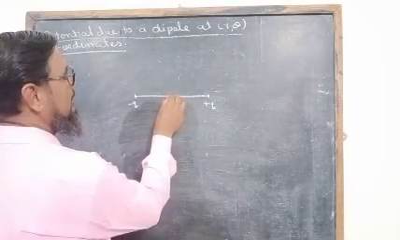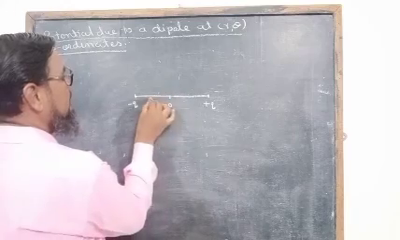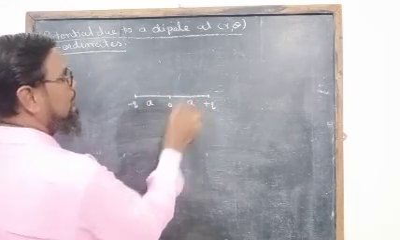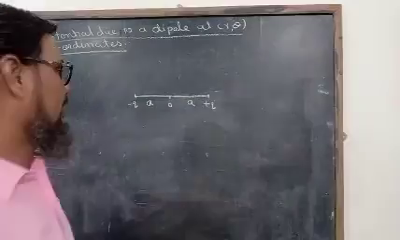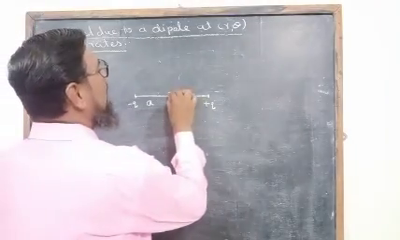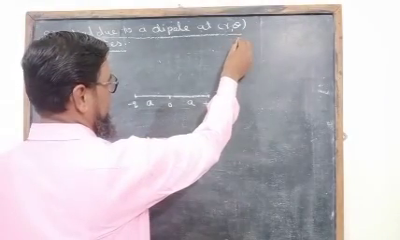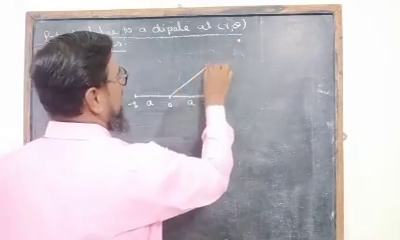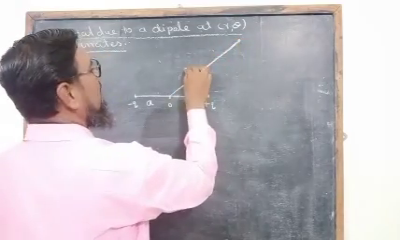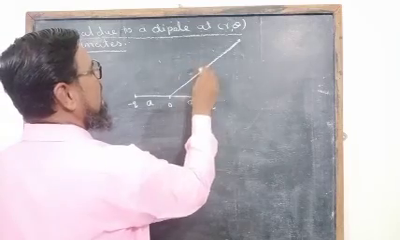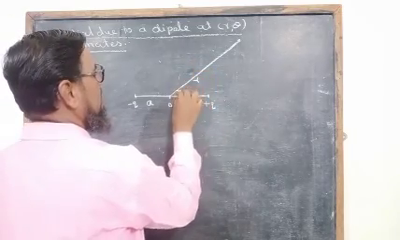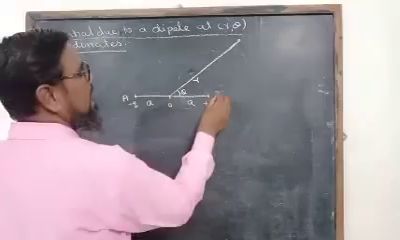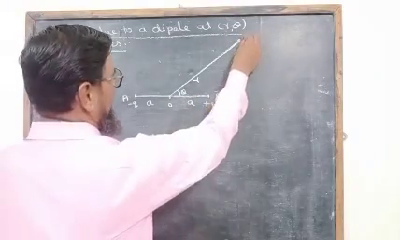This is the midpoint O, and the distance of any charge from the midpoint O is A. And now we consider a polar coordinate at r, theta. This distance is r and this angle is theta, and this is the point P.